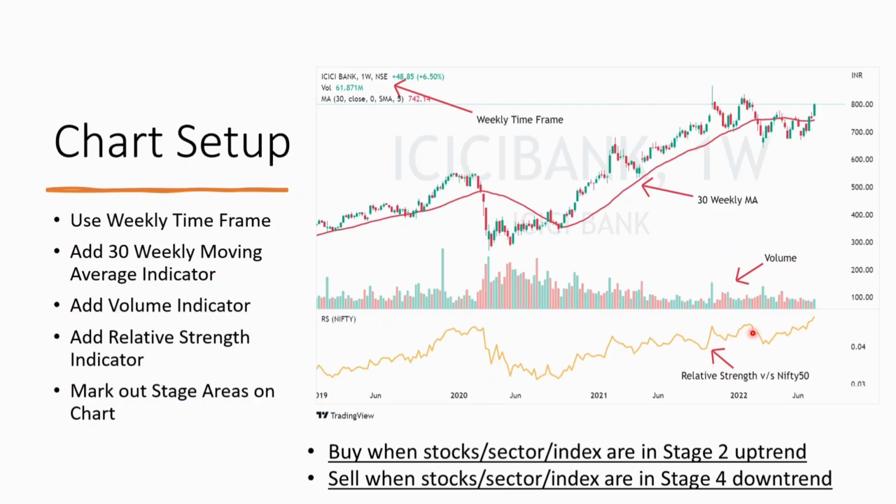But when the RS line is declining, it means that the stock is doing worse, or the index is doing better than the stock. So we actually want to be in stocks where the RS is rising. That means the stock is outperforming the benchmark index. Once we have these indicators on the chart, our job is to mark out the stage areas. So let's just do this once on a chart, and then we will discuss further.